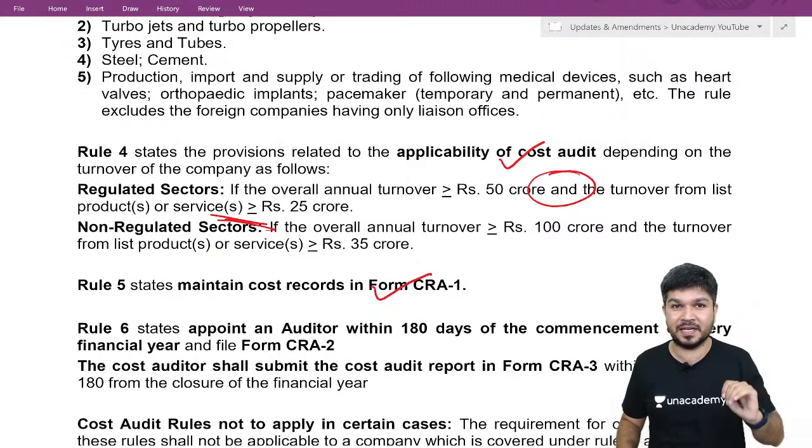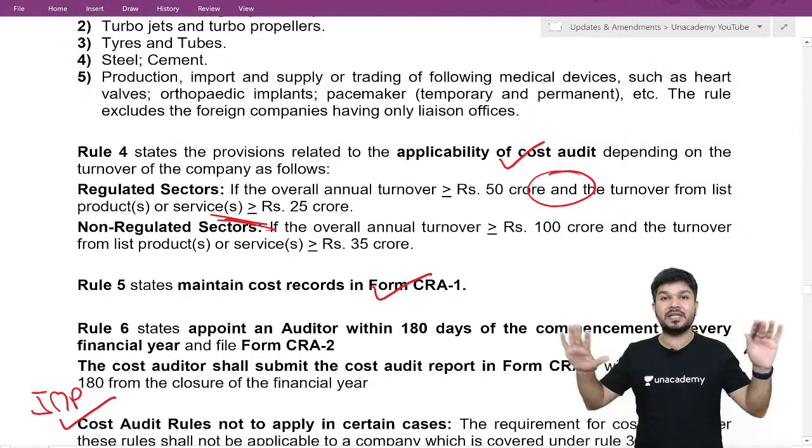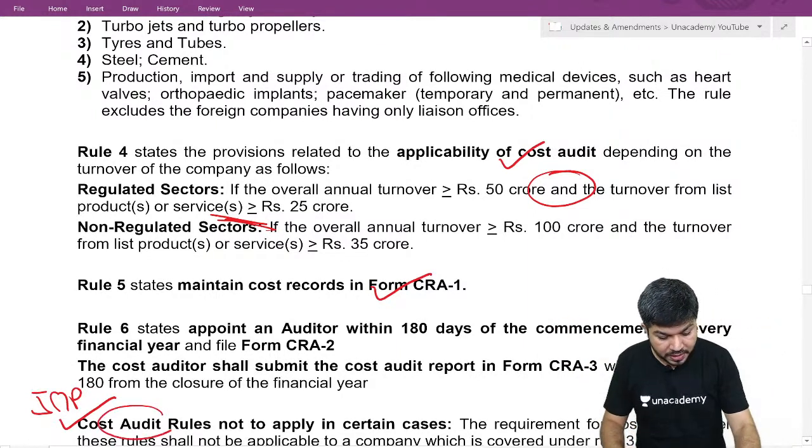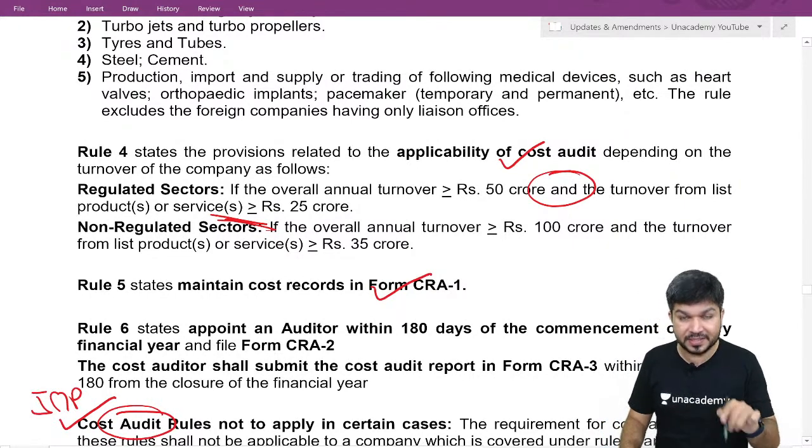The 4 CRAs are there. Now, important: cost audit rules not to apply in certain cases. In this case, audit is exempted. Audit is exempted, but records are still to be maintained. I repeat, audit is exempted.